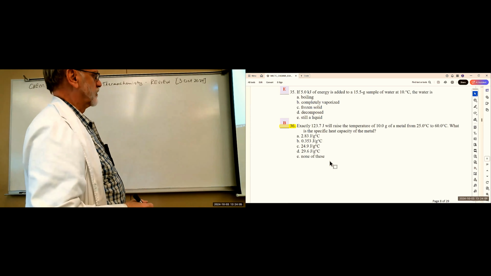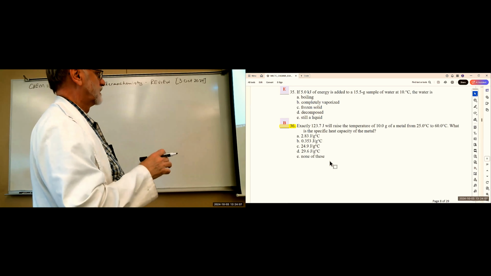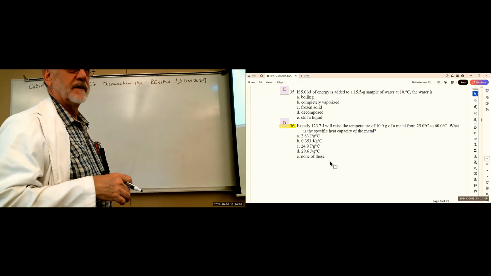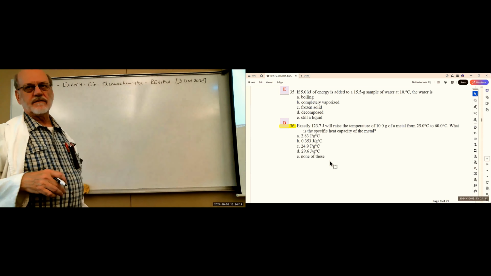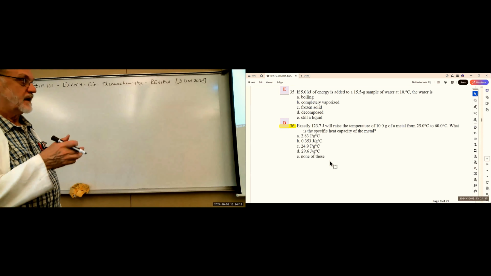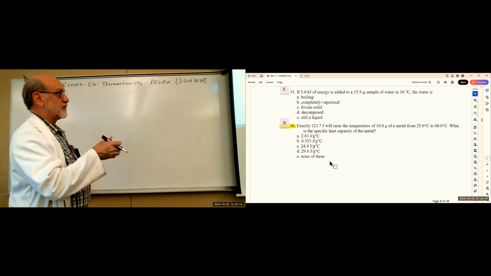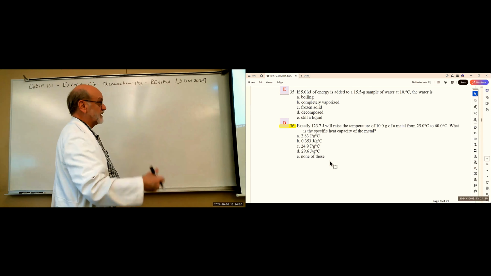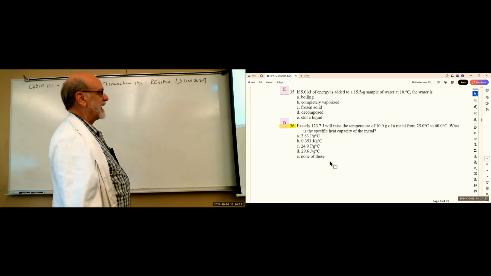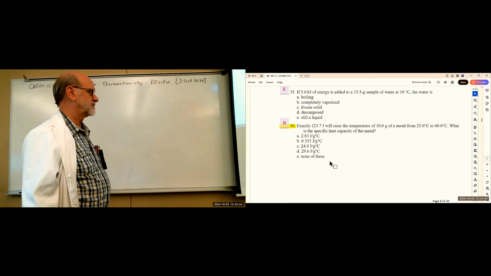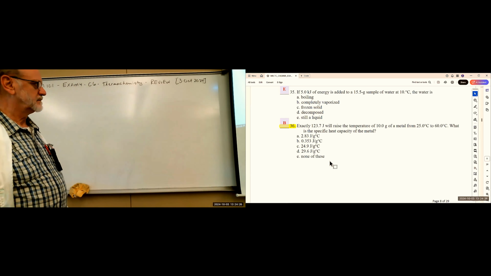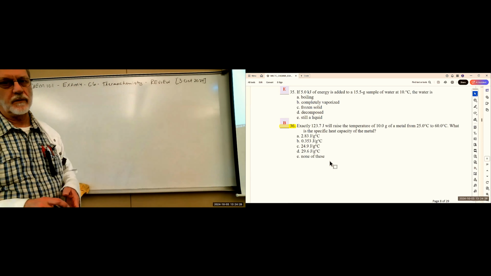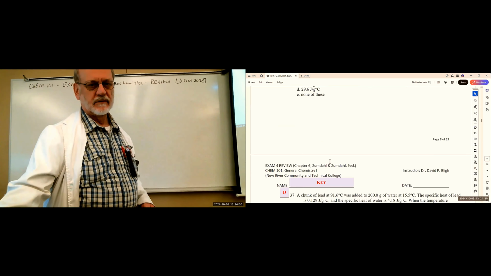Those other values are not reasonable for metals. Most metals, as the only ones I can think of, have a heat capacity that's less than water, 4.18 for water. So they need to be less than that. Maybe A could be possible. But C and D, I don't think so. We found our answer anyhow.